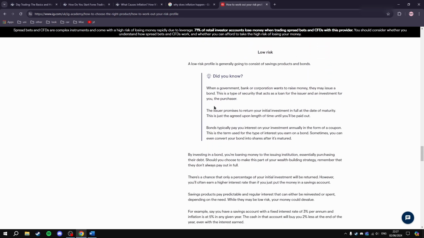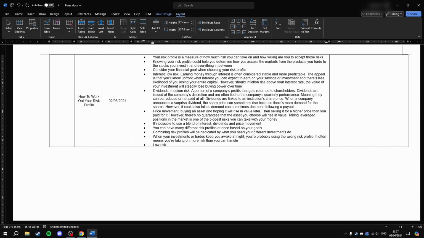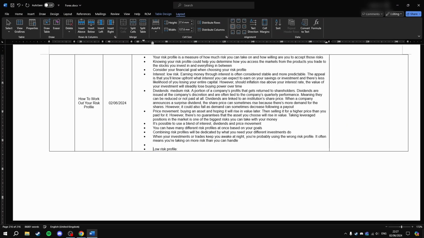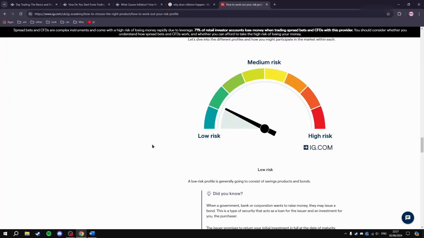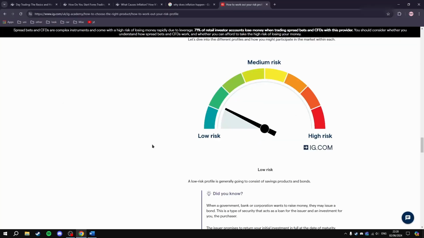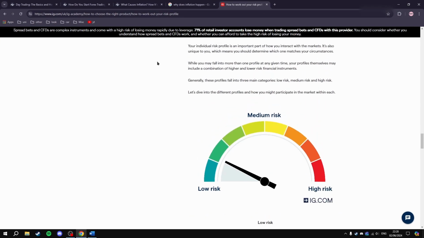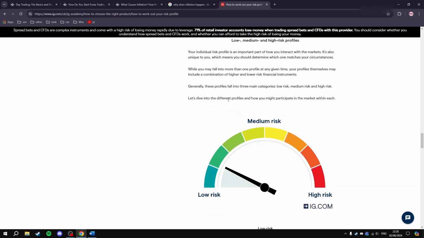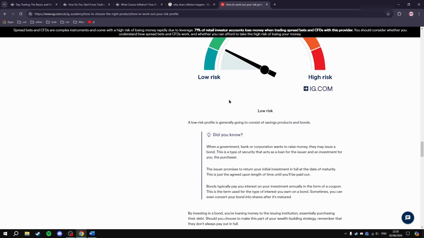Low risk. A low risk profile is generally going to consist of savings products and bonds.